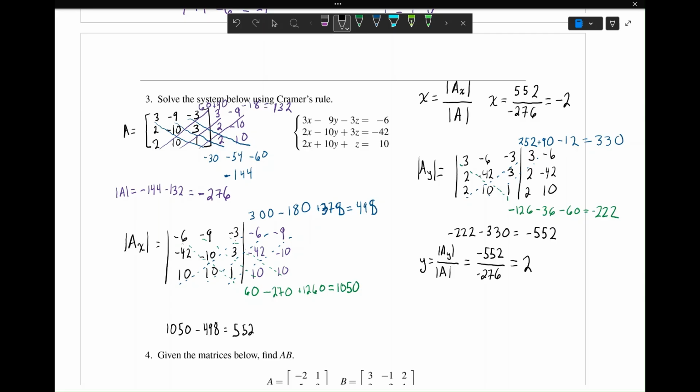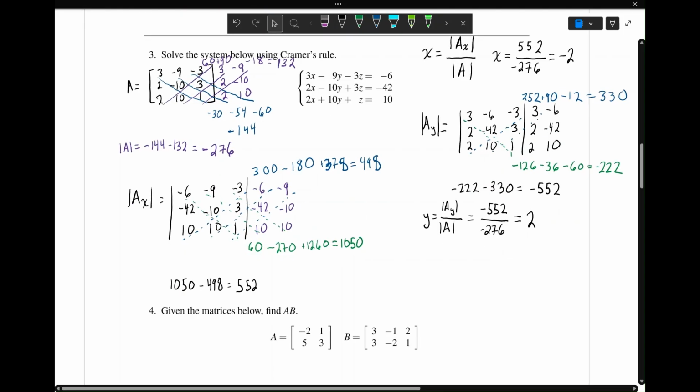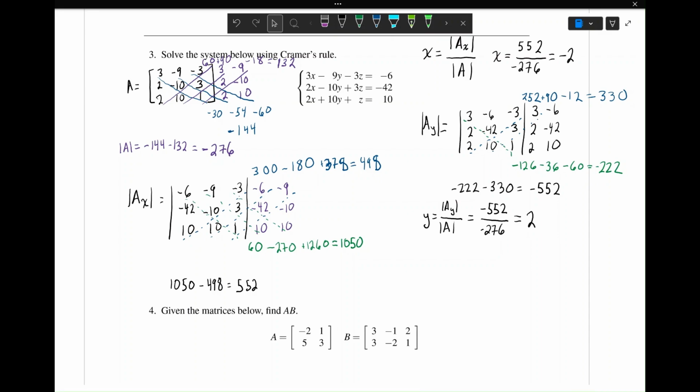Now, this method may seem overly complicated. Some students like it because it's very straightforward. It's like the quadratic formula. You do the same thing over and over again. I'll now build AZ and take its determinant. So remember, for AZ, I'm replacing the Z column with the output column. And I think honestly what makes this problem seem really hard is that negative 42. It just gives us some big numbers.